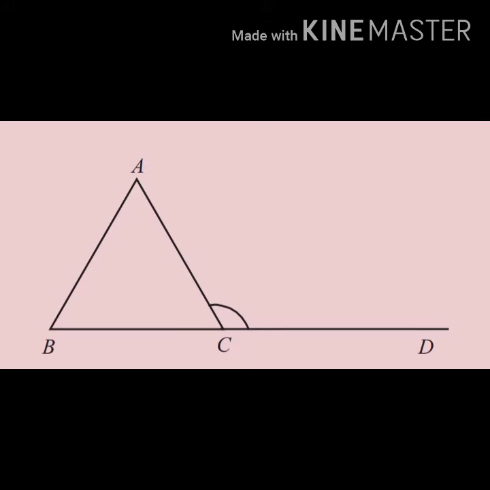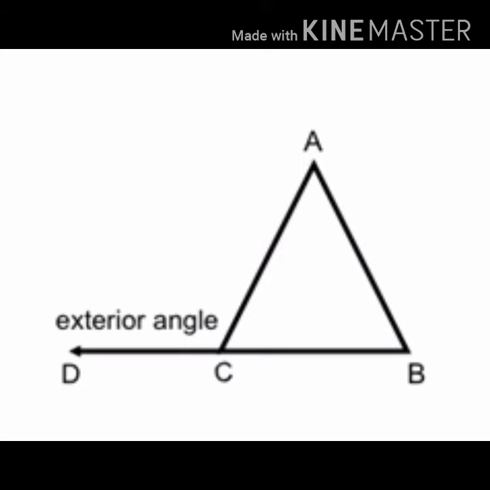Look at this picture. This is triangle ABC. Here we are extending one side. Then we get a new angle outside the triangle. That is angle ACD. This angle is called an outer angle or an exterior angle of the triangle. So this is the exterior angle of triangle ABC.